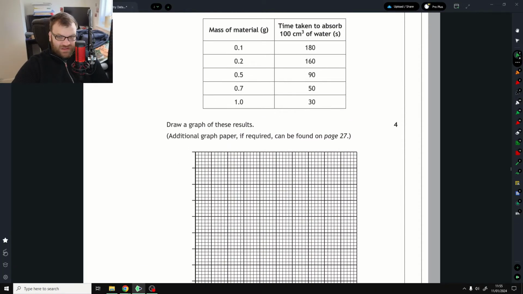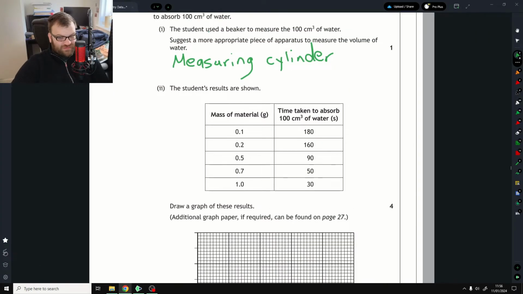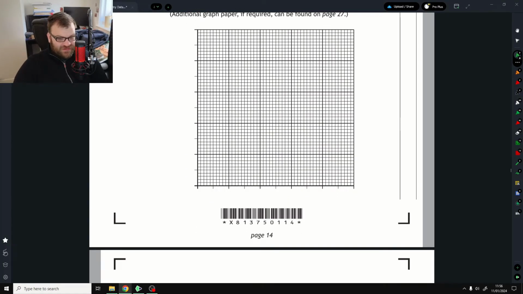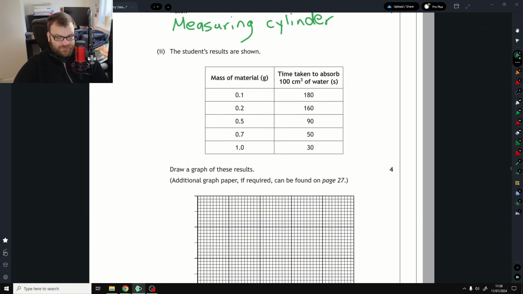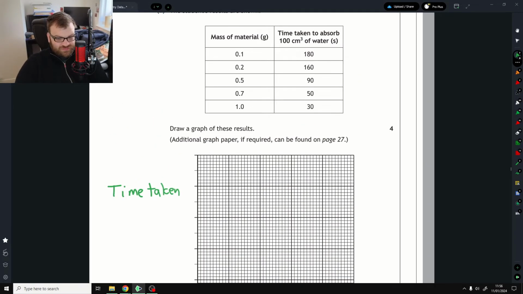Next up, we want a graph. And this one is not going to be a bar graph. We're going to plot our points and we're going to draw our curve or our straight line. The thing that you are changing is the mass of the material between the experiments. So that means that has to go on the bottom. That is in grams. And then on the y-axis, going up and down the way, I would just copy what is written in the table. That way you know you've got the right label.